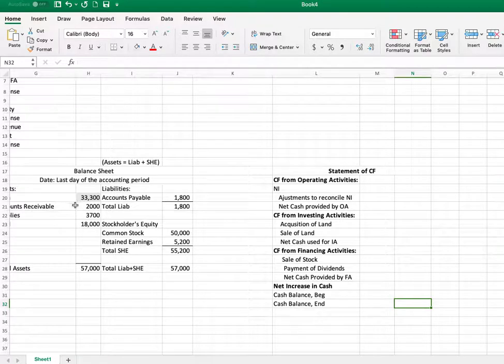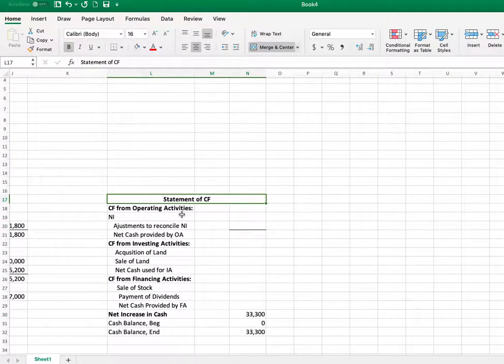So let's fill in a couple of blanks. The ending cash balance. Well, we know that because that's what's on the balance sheet. So $33,300 is ending cash balance. We started out with 0, and that means that during this month or during this year, we had an increase in cash of $33,300. This is the answer to the cash flow statement.